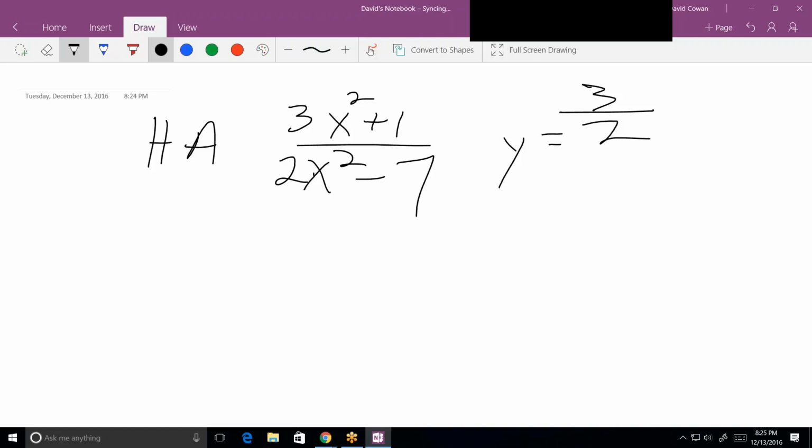When the bottom's bigger, it's always y equals 0. And the only third case is if the numerator is precisely 1 degree bigger than the denominator. I don't know what happens when the numerator is 2 degrees bigger than the denominator. I'm not real sure what you get, but you don't ever see those problems. The only problem you'll see on a test is where, like the last one you gave me, the numerator was exactly 1 degree higher than the denominator.